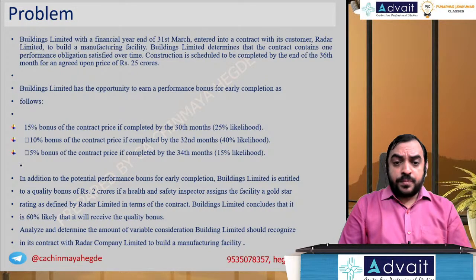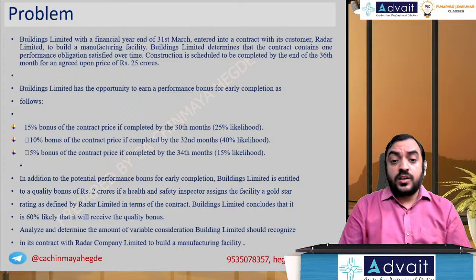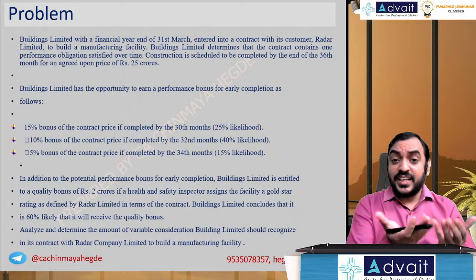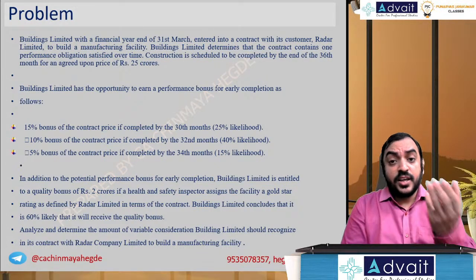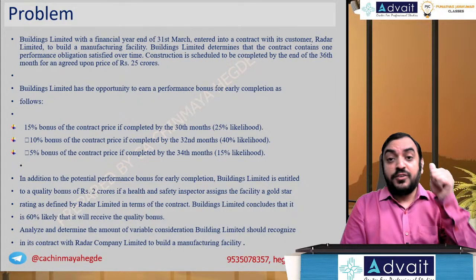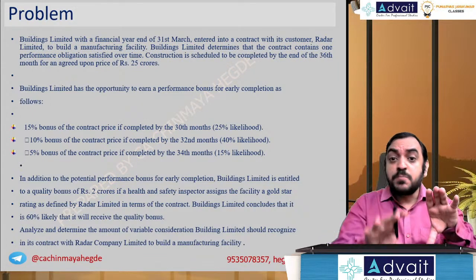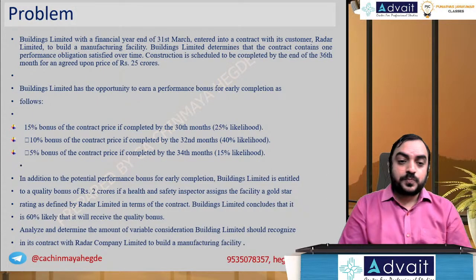Buildings Limited has an opportunity to earn a performance bonus for early completion as follows. 15% bonus if completed by the 30th month, 25% likelihood. 10% bonus if completed by the 32nd month, 40% likelihood. 5% bonus of the contract price if completed by the 34th month, 15% likelihood. So this is the variable consideration, the incentive variability part. Three situations are there. Which method are we going to follow? Two methods are there. One is the expected value method, the other is the most likely method. We follow the expected value method because there are more than two possibilities. Expected value method: values multiplied by probability.